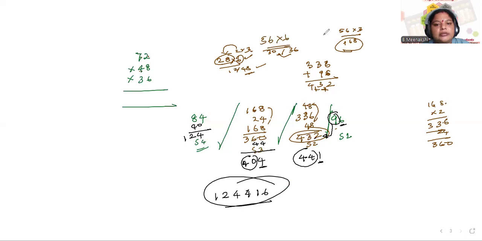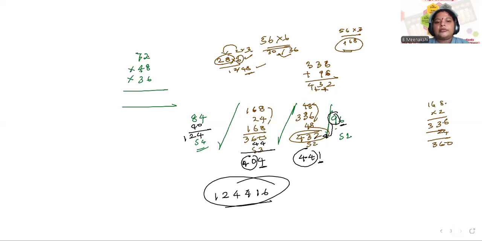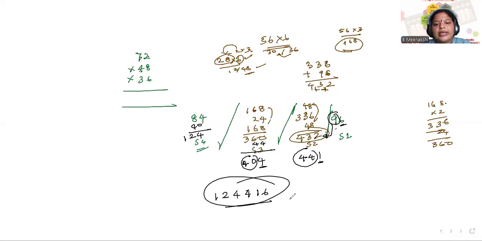I hope it is clear. Alright. Now, I'll give you one sum. You can try to do it and put your answer in the comment box. 32 into 48 into 86. You can try this using the pattern, and alternatively, you can try this using conventional math. You will get the same answer. Okay, thank you.